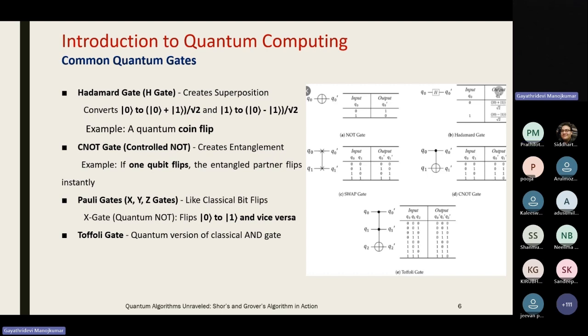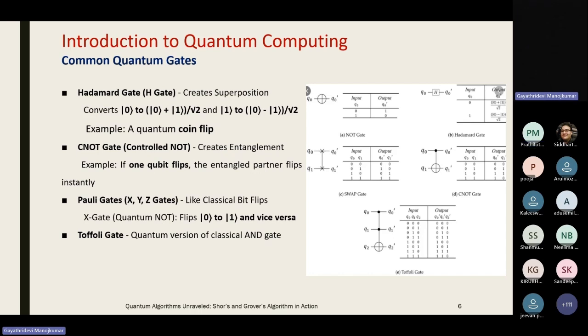And the next one is the CNOT gate. It is known as controlled NOT, which is used to create entanglement. For example, if one qubit flips, the other qubit will instantly be updated. That can be achieved with the help of the CNOT gate. And the next one is the Pauli gates. This can be applied as an X gate, which is nothing but a classical flip gate, known as a quantum NOT. And the next one is the Toffoli gate. It is a version of the classical AND gate.